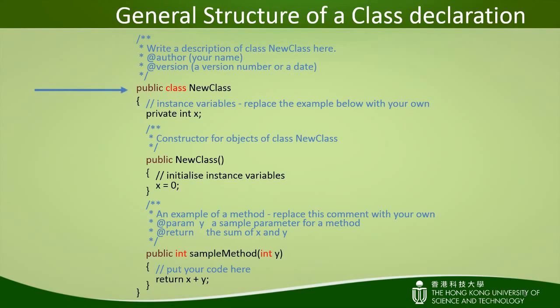After the comments, the next line starts with the keyword public and then the keyword class, followed by the name of the class that you are creating. Capital camel case is often used as the naming convention for classes. The keyword public is an access identifier. In the car example, we have public class Car to begin the class definition.